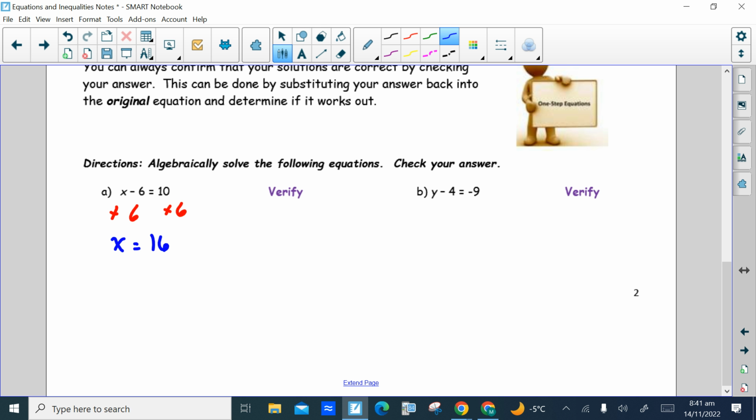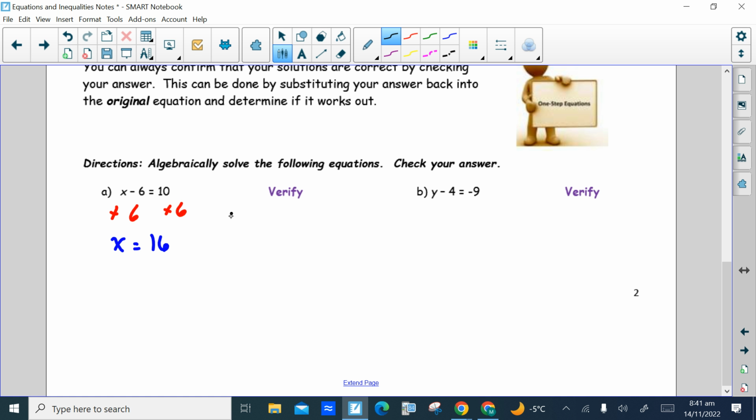Okay, so there's the answer. We said before we know what the answer is going to be, but now we see how we can apply some mathematical steps to determine it. And then it says to verify. So here's what the verification looks like.